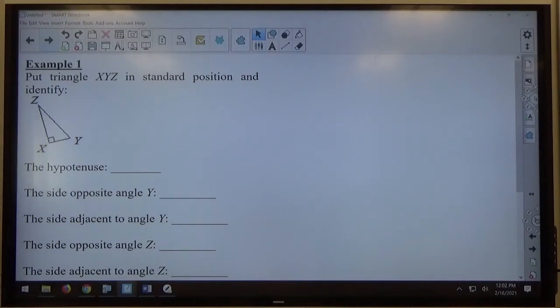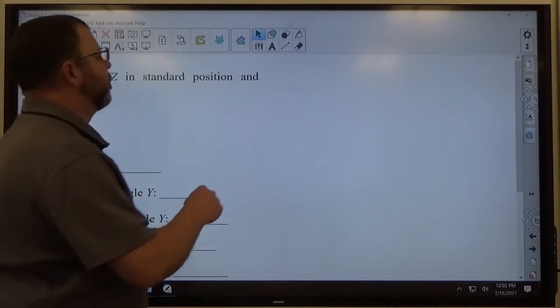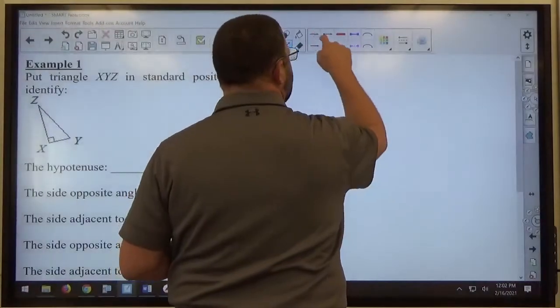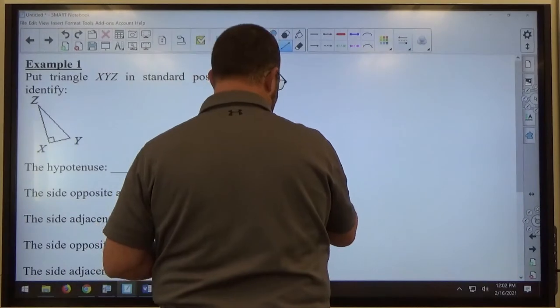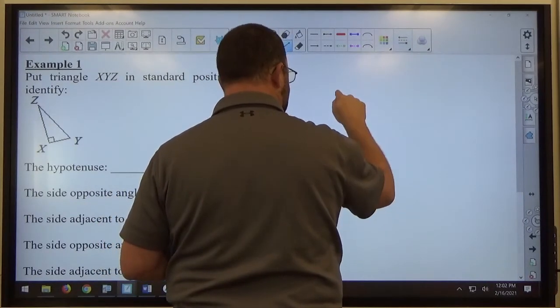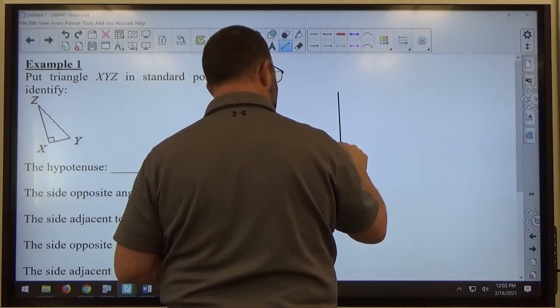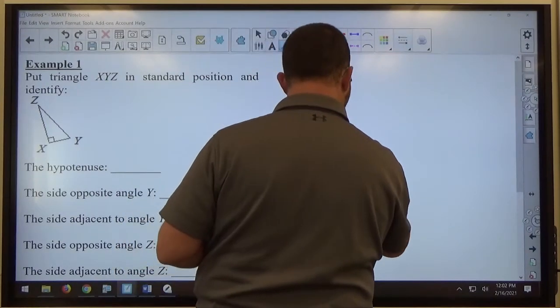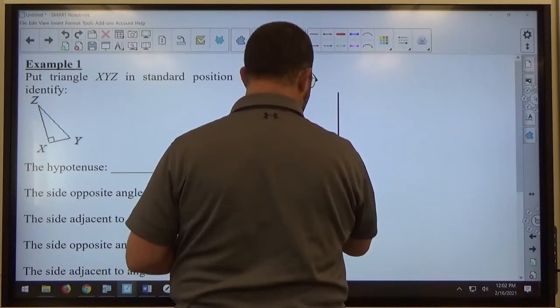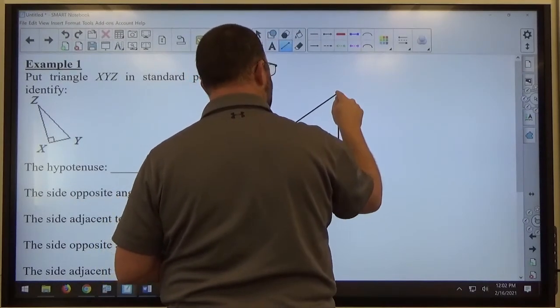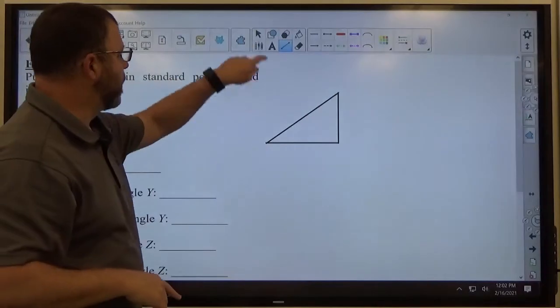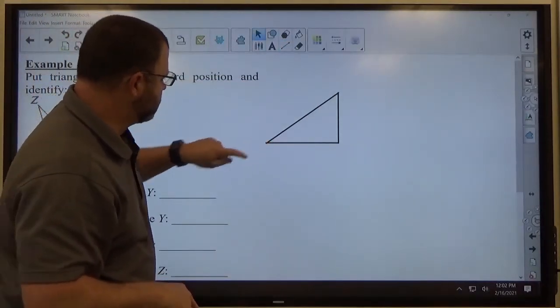Example 1 says to put triangle XYZ in standard position and identify these things. All right, so first off, standard position, what they're considering to be standard position in this book, is you put your right angle in the right bottom corner, like so. Basically, as you write it on your paper every time, draw it in this manner.